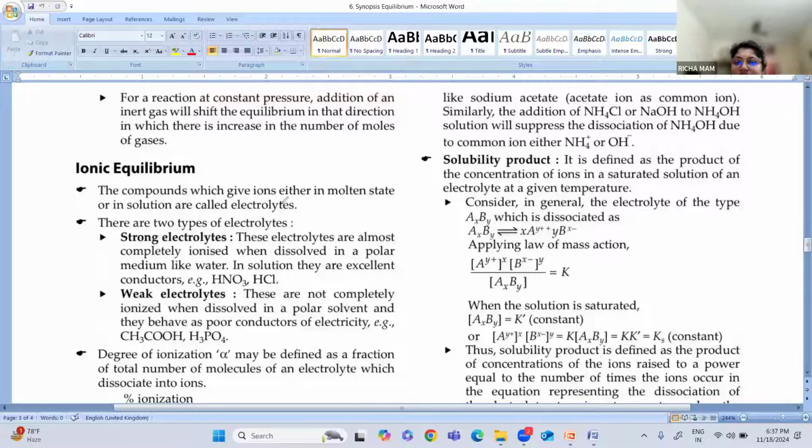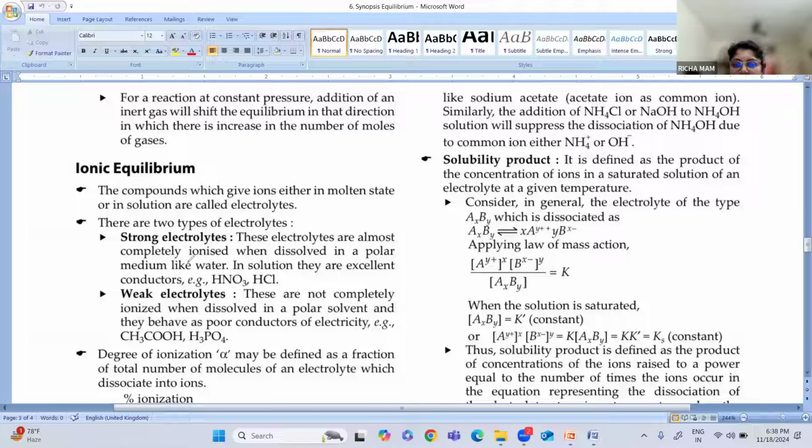So the compound which gives ions in the molten state or in solution is called an electrolyte. Basically there are two types of electrolytes: strong electrolytes and weak electrolytes. As we discussed, if we add NaCl into water, it gets completely dissolved, and there are some salts which get partially dissolved. Based on that, they are classified into strong electrolytes and weak electrolytes.